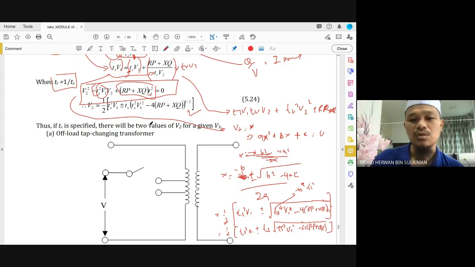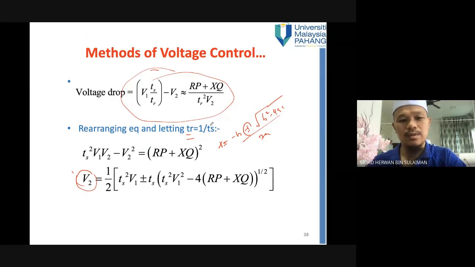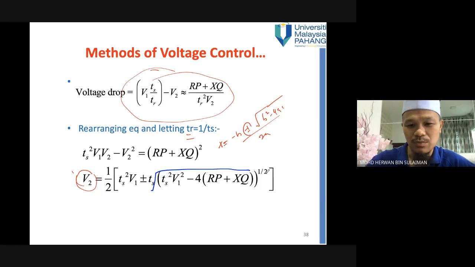Okay, so this is what happened. So this is the answer. V2 equals to half TS square V1 plus minus square root of TS square V1 square minus 4 RP plus XQ. This one is square root, right? Square root, or the power of half, is your square root. Okay, so this is your equation to get the voltage.